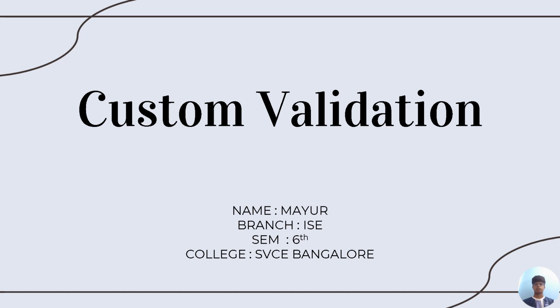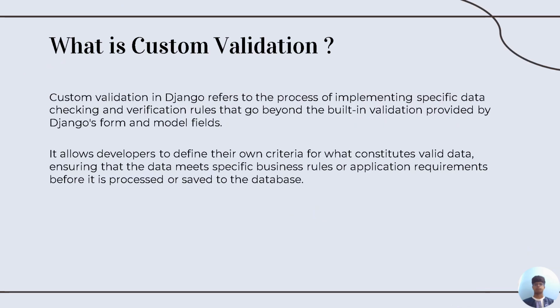So today's topic is custom validation. What is custom validation? Custom validation in Django refers to the process of implementing specific data checking and verification rules that go beyond the built-in validation provided by Django's form and model fields. It allows developers to define their own criteria for what constitutes valid data, ensuring that the data meets specific business rules or application requirements before it is processed or saved to the database.